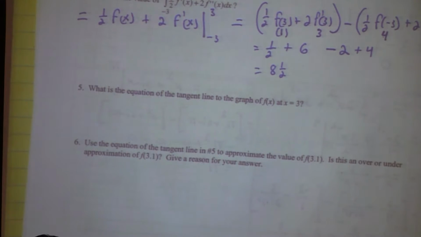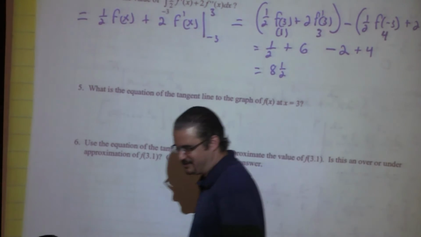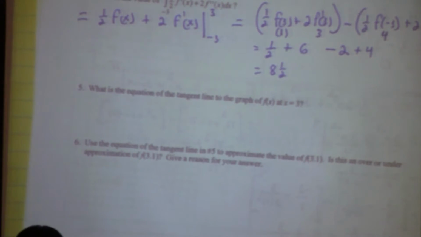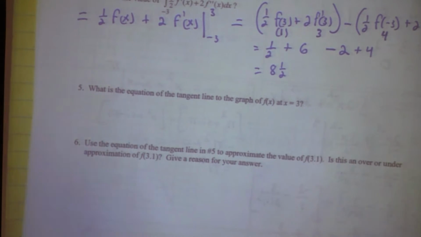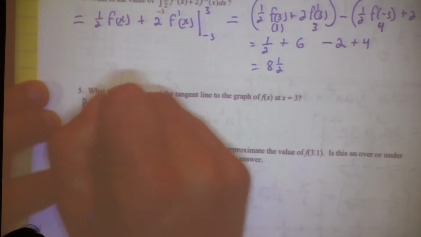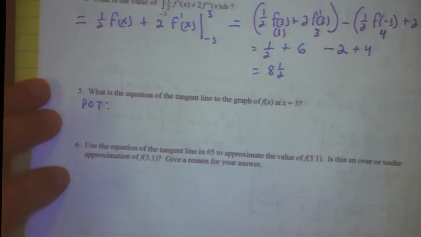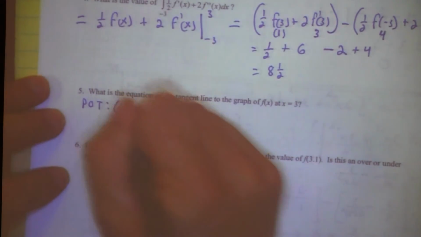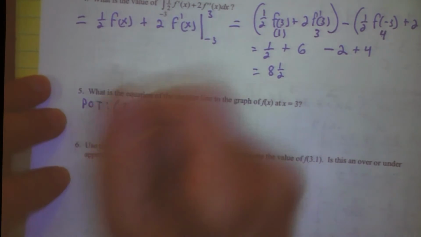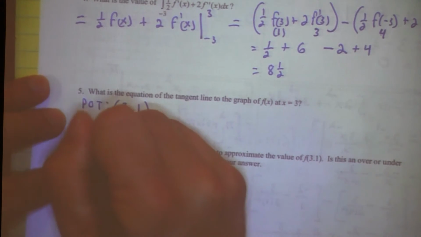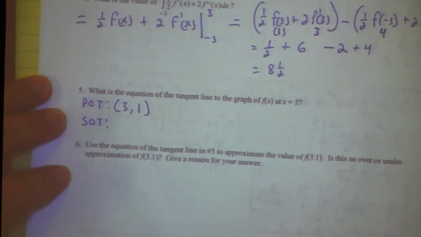Come back over here. Let's do the last two examples. What does number 5 want us to do? Equation of the tangent line. What do we need? A point and a slope. Let's go. So what's my point? Do we know part of it? 3. And what's the y value? 1. Where do we get that from? The table. We need our slope of the tangent line.